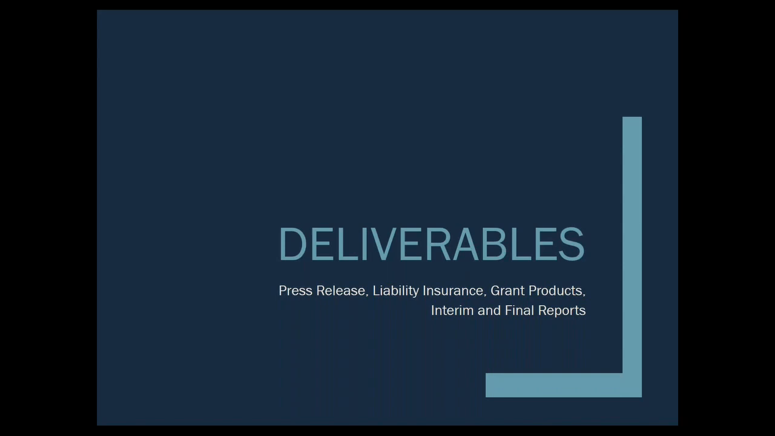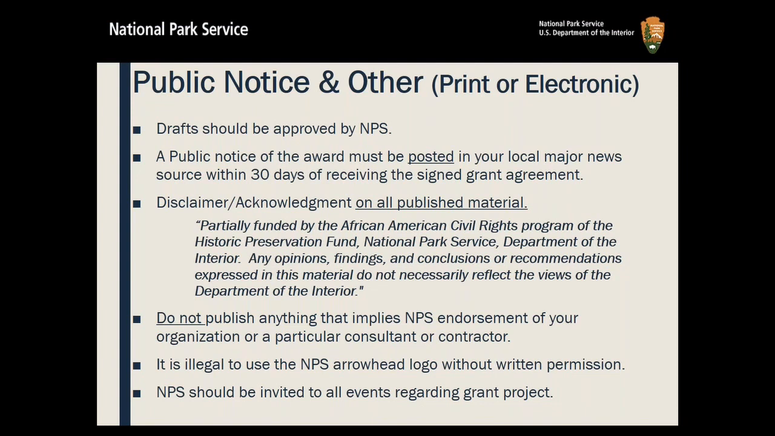Okay, now we're going to look at the deliverables that are under your grant agreement. So the first deliverable is looking at public notices and other printed or electronic media. So anytime you're making a public announcement or producing a printed material or electronic material, you should submit drafts to the NPS prior to that so that we can look it over and make sure it has the required acknowledgements.